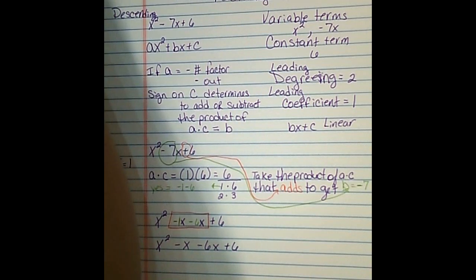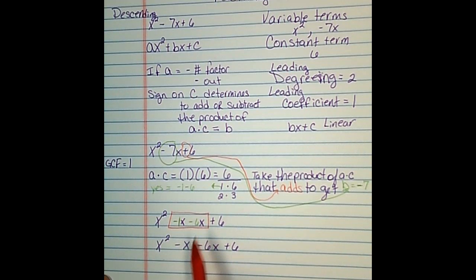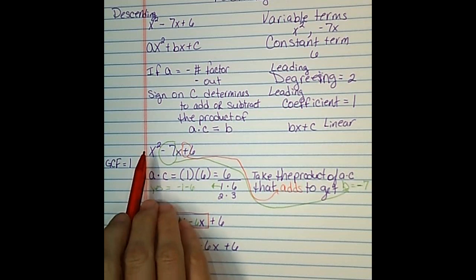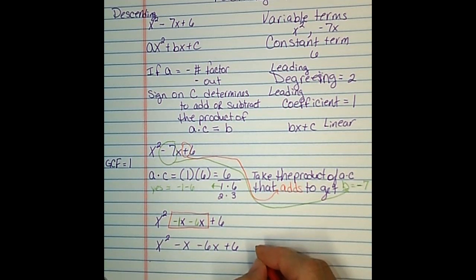And would you agree, I did not change the original, because negative x minus 6x gives me negative 7. So I have the equation, except this is in polynomial form. It has 4 terms. So let's use factoring by grouping.